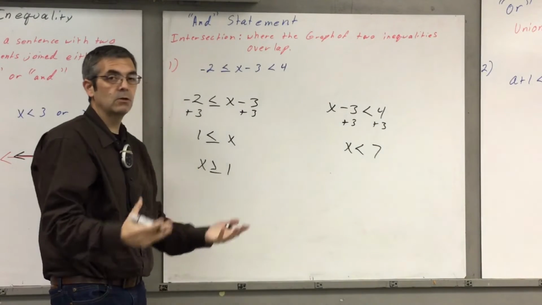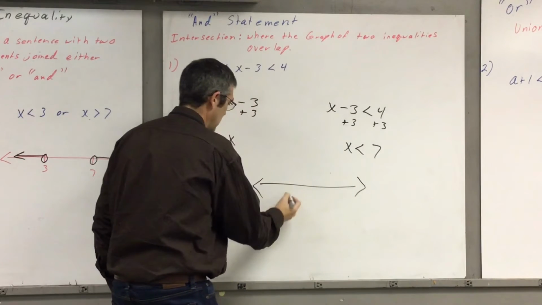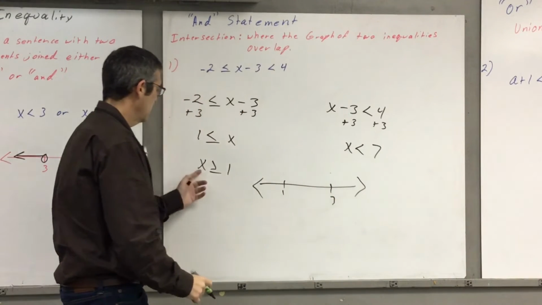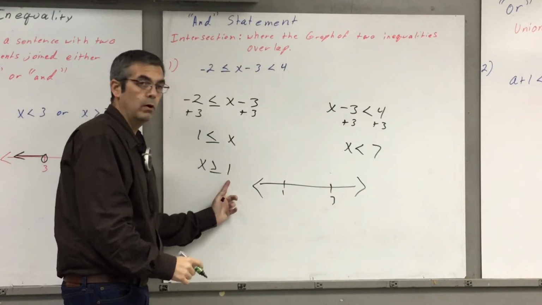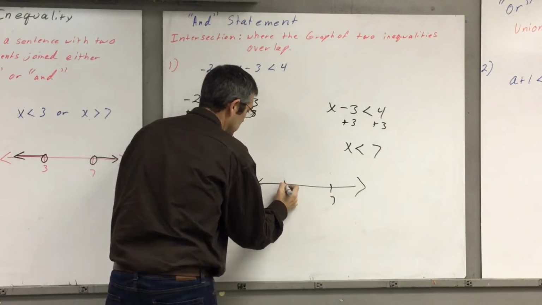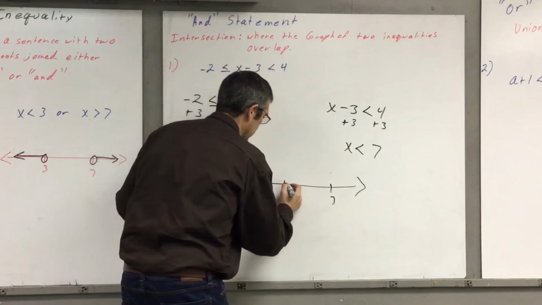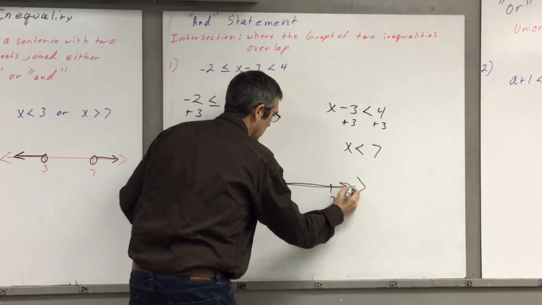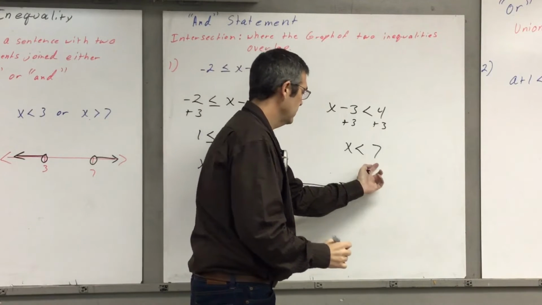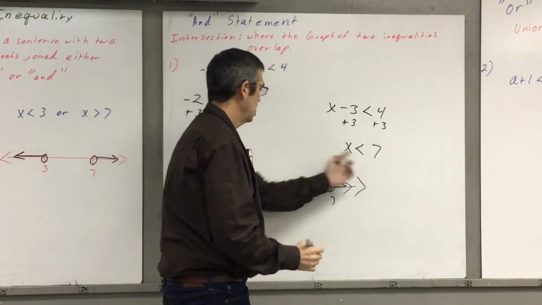And now I'm going to place it on a line graph here. Put 1 there, put 7 there. Okay? X is greater than or equal to 1, so closed circle, and it goes that way because it's greater than. And then come over here, x is less than 7, so open circle, and it's going this way.